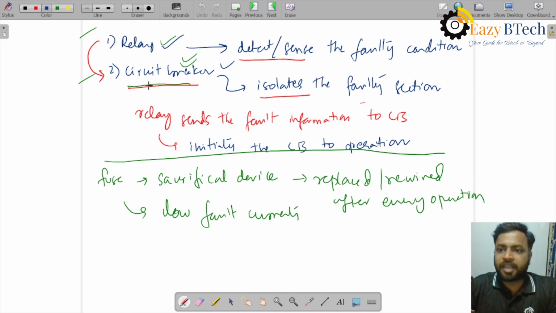The take home points here are: the relay is a sensing device. It can only sense the fault. It cannot isolate the fault. The relay initiates the operation of the circuit breaker. After sensing the fault, it sends information to the circuit breaker to initiate its operation. The circuit breaker, upon receiving the trigger input, or the fault input from the relay, will isolate the faulty section from the healthy section. These are the points that we need to remember, and this concept should be very clear: what a relay is doing, and what a circuit breaker is doing.